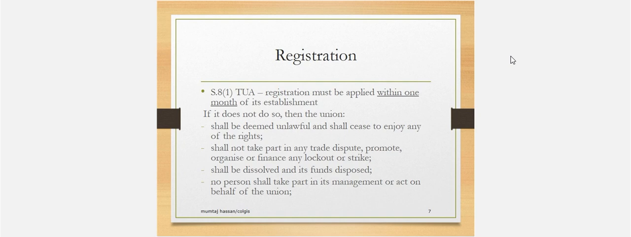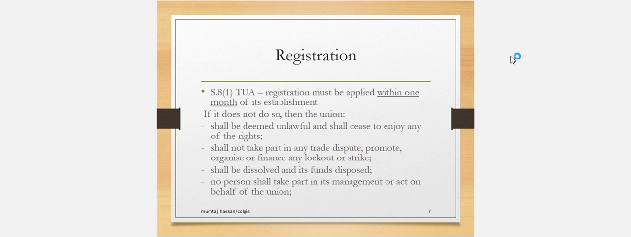The trade union is given 1 month from the establishment. That means when they are formed, they have 1 month to register. So the registration is under Section 8 of the Trade Union Act. They must register within 1 month. If they do not register, the trade union is unlawful.